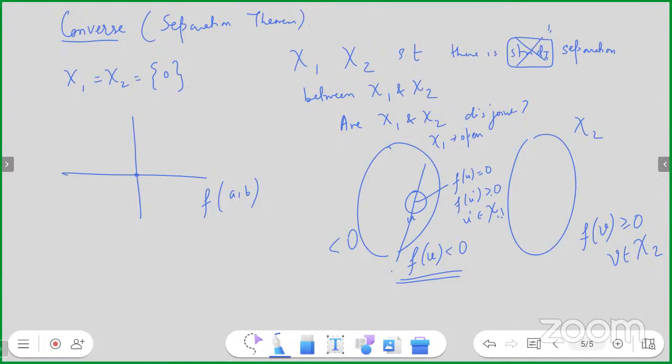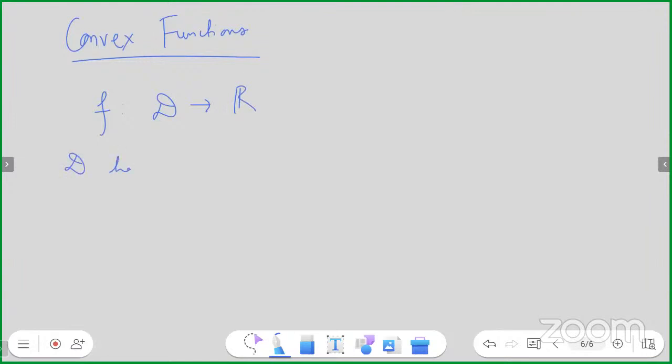Okay, so given the time left, I think it's the correct time to define something new so that you can mull it over. The thing which we are going to spend most of our time on in this course. So what is a convex function? A function defined from a domain to, let's say, R. The domain has to be convex.